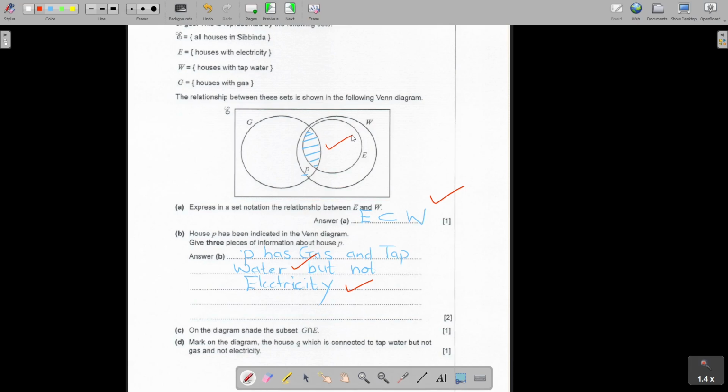So mark on the diagram the house Q, where it's connected to tap water, but not gas and not electricity. So it must have tap water, so it must be in the water, but it must not be in electricity and not in gas. So you could have anywhere, and I'll show you now. Okay, I'm just going to move it a little bit. Anywhere there, you would have been correct, because that indicates only water. It's not in the electricity circle and it's not in the gas circle.